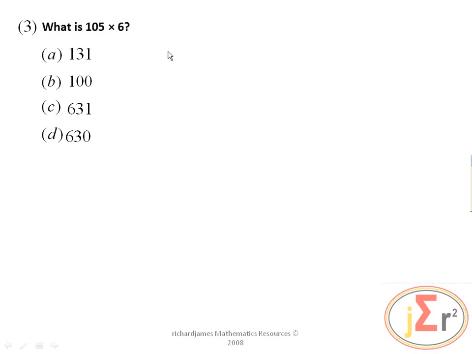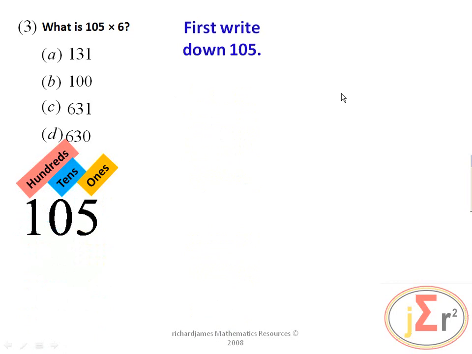630. But let us first write down 105. So that is what we have, 105. Next, write 6 under the ones digit.